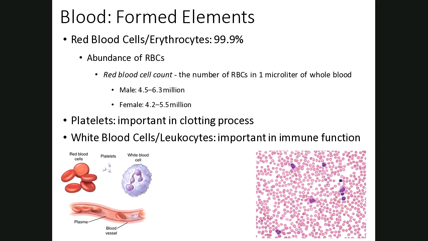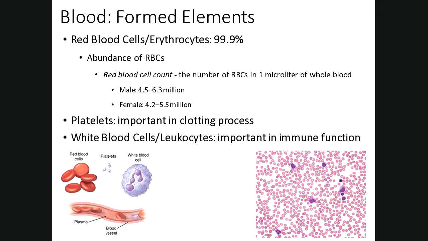So if we take a microliter, and a microliter, I tell you, is a really, really, really small amount between your 2 fingers, okay? Typically speaking, males are going to have about 4.5 to 6.3 million red blood cells in that little microliter. Women are going to have a little less, but they still have pretty much 4.2 to 5.5 million. So you have about 5 million blood cells in a small little droplet of blood.